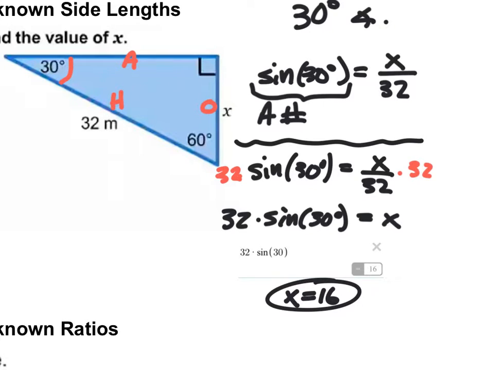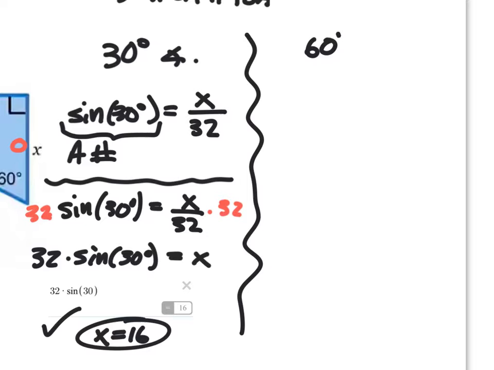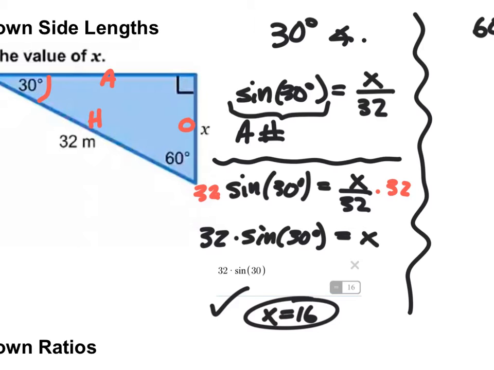Now, this is my answer. What I'm going to do is show you how to do it using the 60-degree angle, because it doesn't matter which angle you use. So let's do it for the 60-degree angle over here. This is still going to be my hypotenuse. That's not going to change. But what does change is that this is now your opposite side and this is your adjacent side.